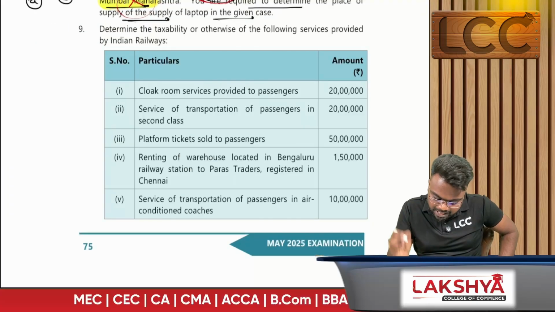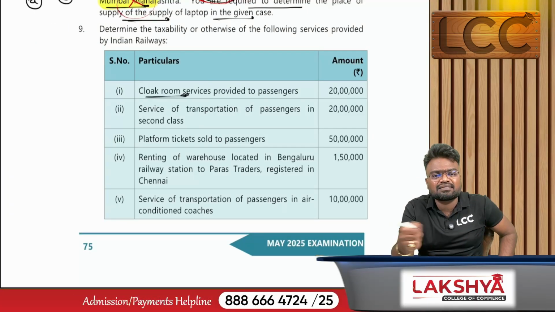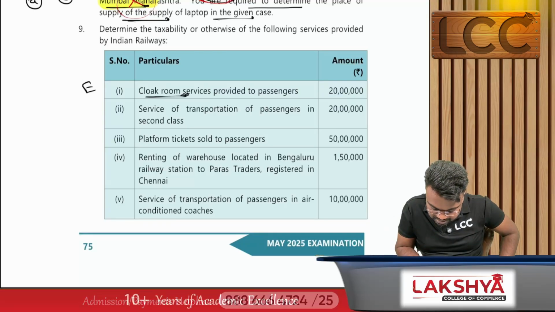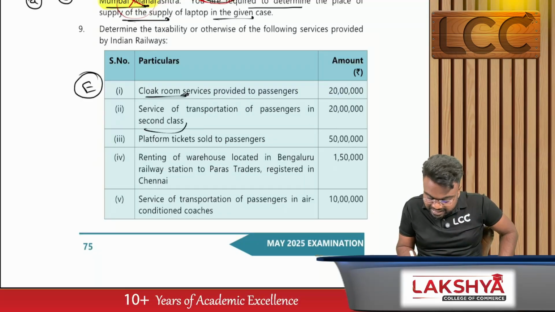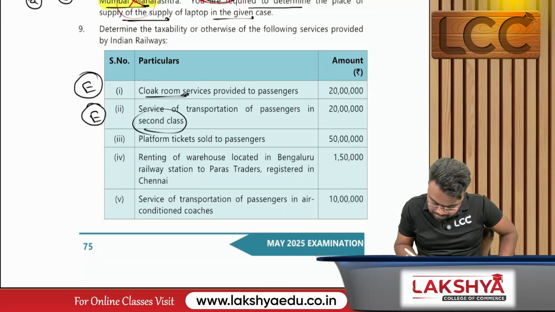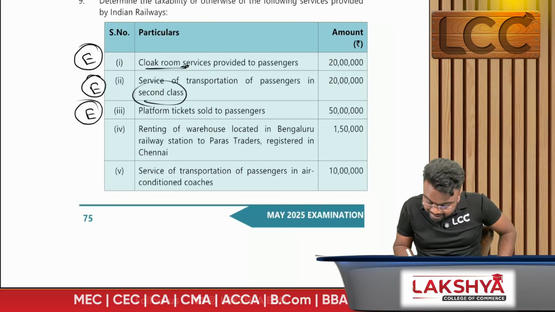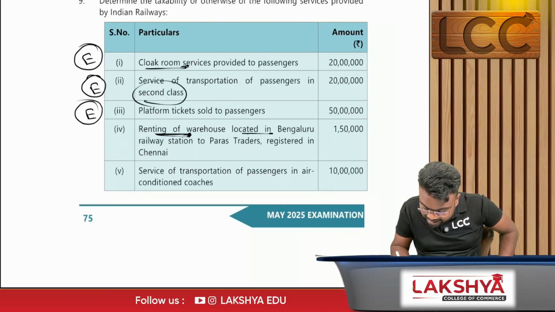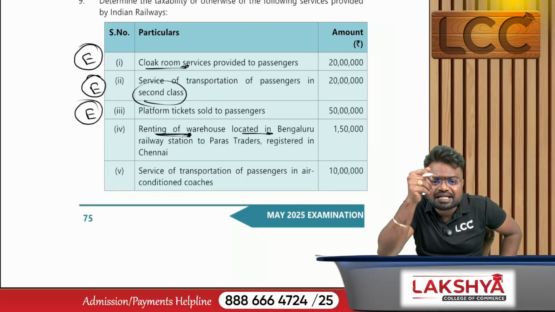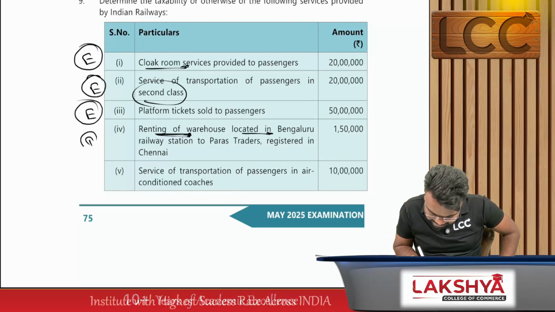So let's come back to our question. Now tell me, clock room services, taxable or exempted? Just now we discussed that it is exempted. Second class, what is taxable? First class. So second class is also exempted. Platform tickets, exempted. Renting of warehouse located in Bengaluru. Have we discussed anything related to warehouse? No. That means it is taxable.